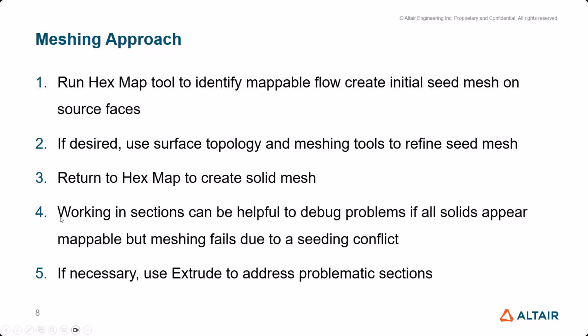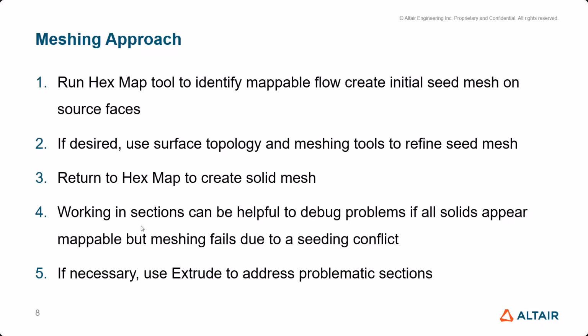And if for some reason you run into problems with a particularly complicated part, where when you try it, all the solids appear mappable at first, but HyperMesh is having trouble actually completing the flow through the whole part, just break it down into sections. Work it a quarter at a time, a third at a time, and see. You'll usually run into the section that is causing the problem, and that helps to identify what the issue is.